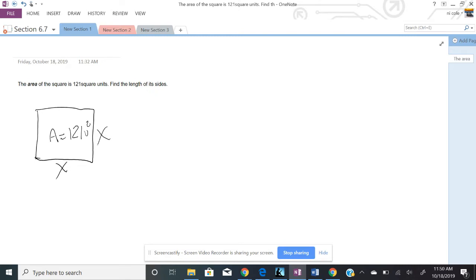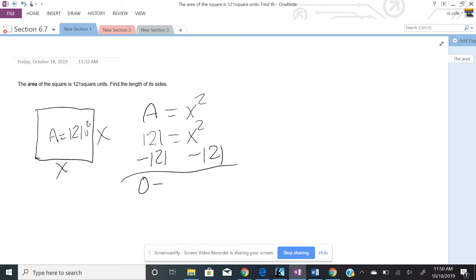So to find the area of a square, area is equal to the base squared. But we know area is 121. We don't know what the base is, so we're going to call it x. But remember back to our solving days. In the section on solving, we always have to have it equal to 0. So let's subtract 121.